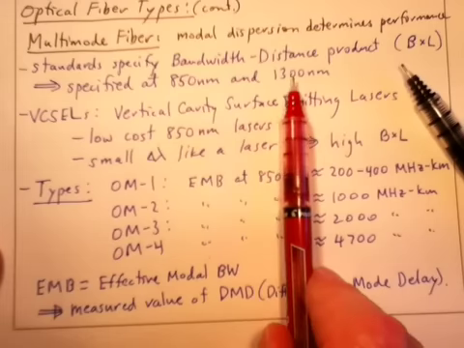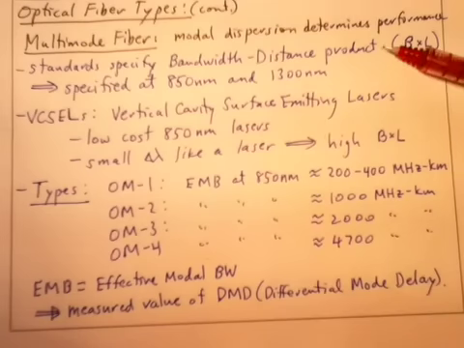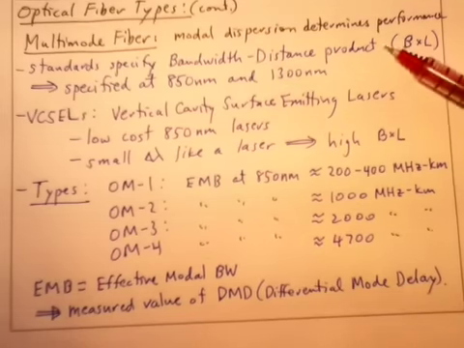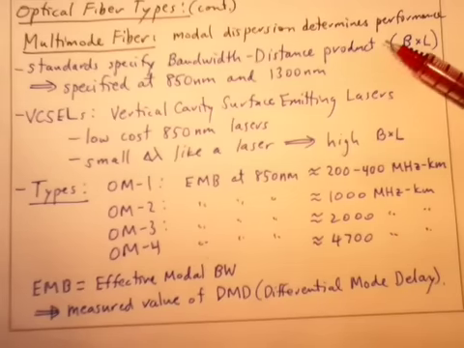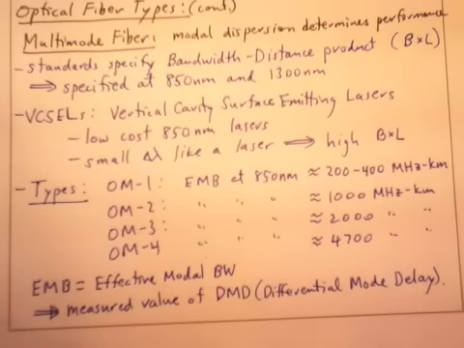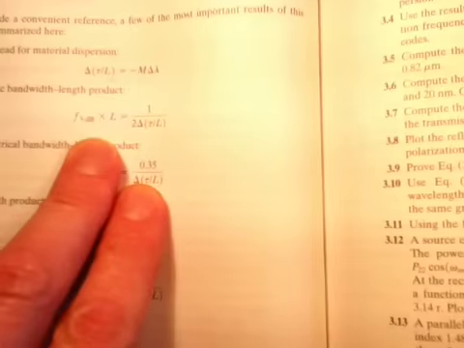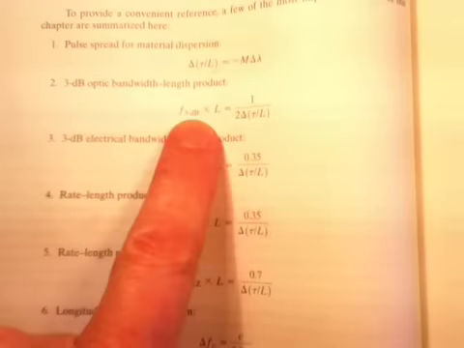Over the years, instead of just specifying the physical properties of the fiber, they've moved to measuring the bandwidth distance product of the fiber and specifying that. The bandwidth distance product, B times L, is what we've dealt with so far in Chapter 3. In the summary of Chapter 3, they're giving an F3 dB times L value. These are the bandwidth distance products.